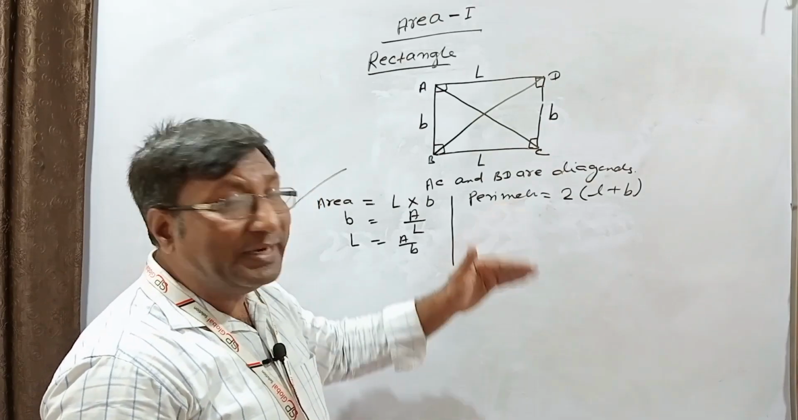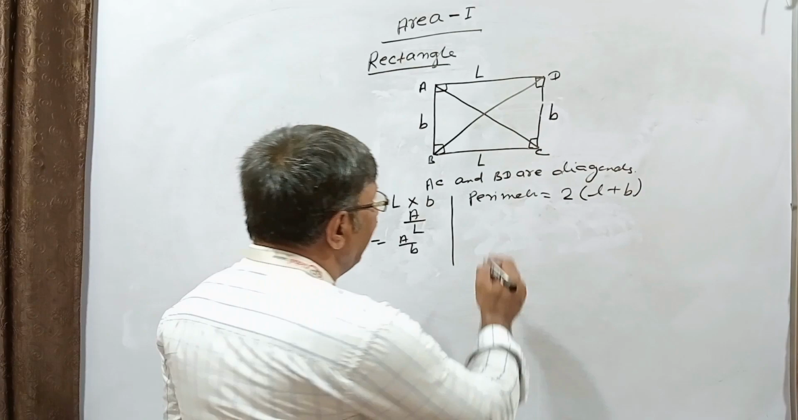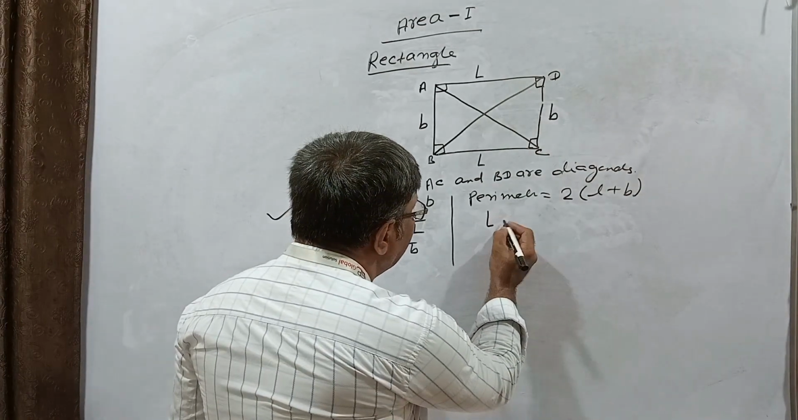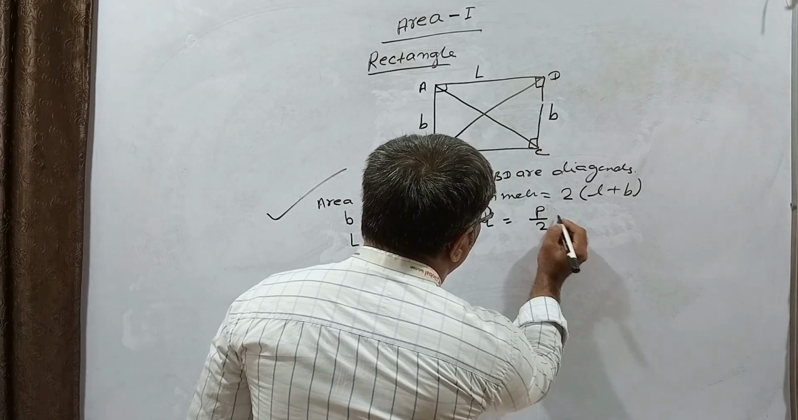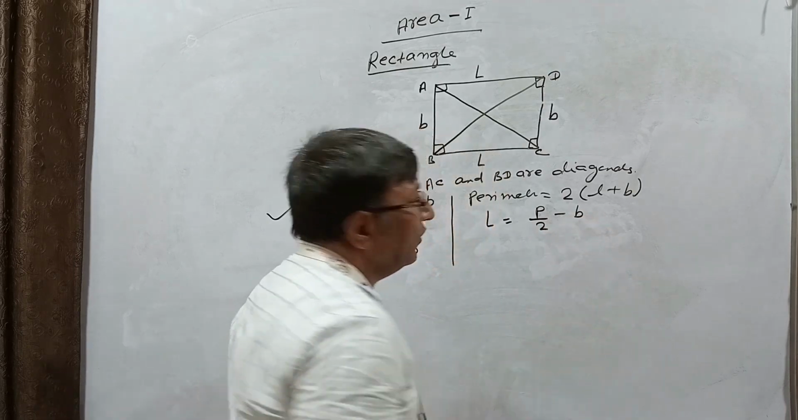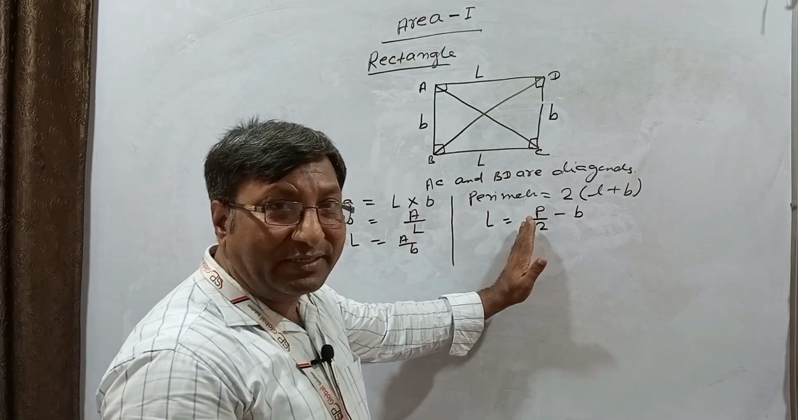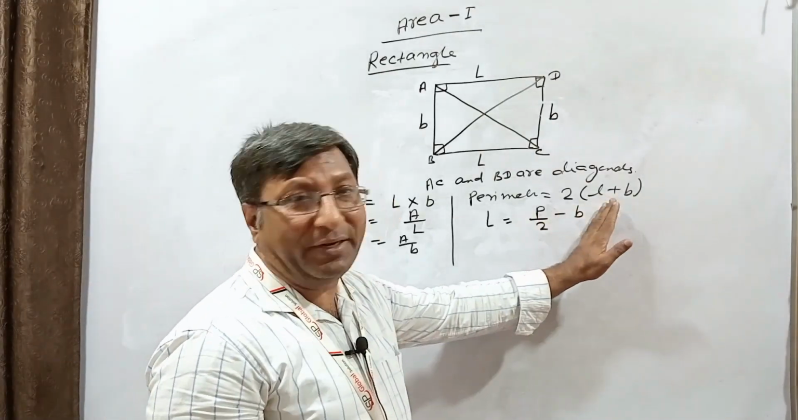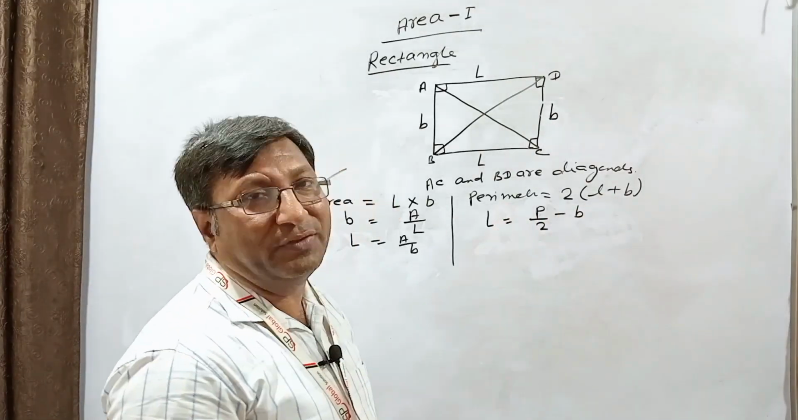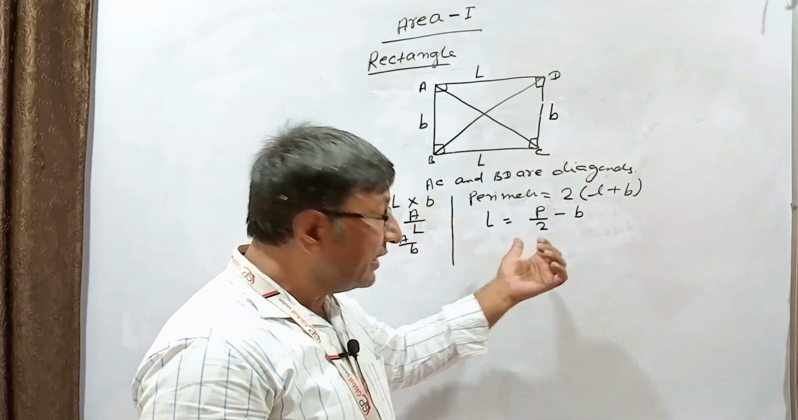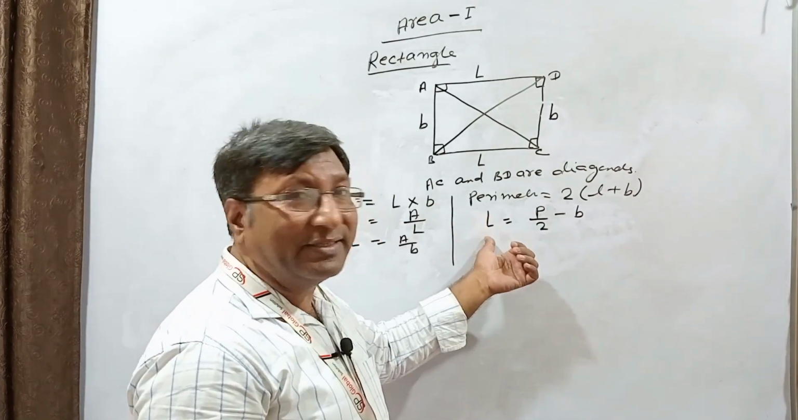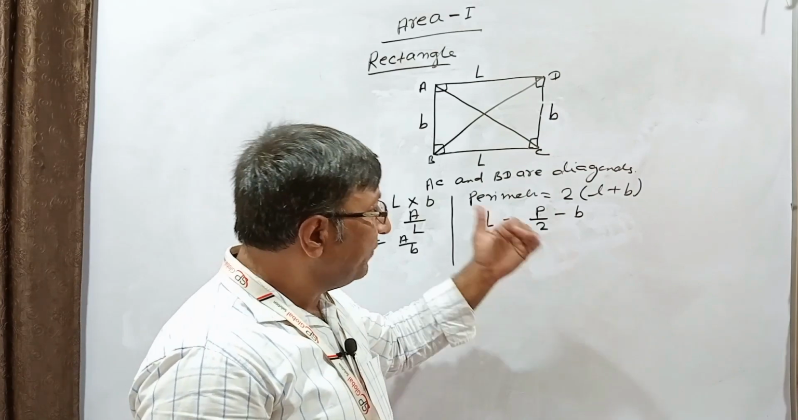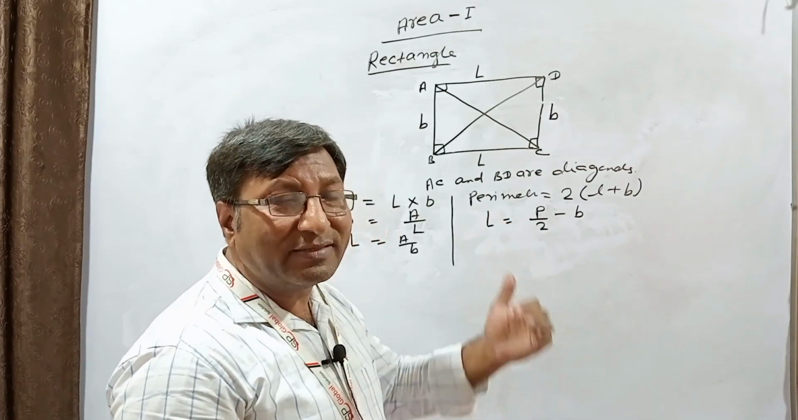And suppose we need length, then what is the formula? Length equals perimeter upon 2 minus breadth. So just halve the perimeter and subtract your breadth, you will get the length of the rectangle. So if perimeter is given and breadth is given, we can very easily find length: half the perimeter and minus breadth.